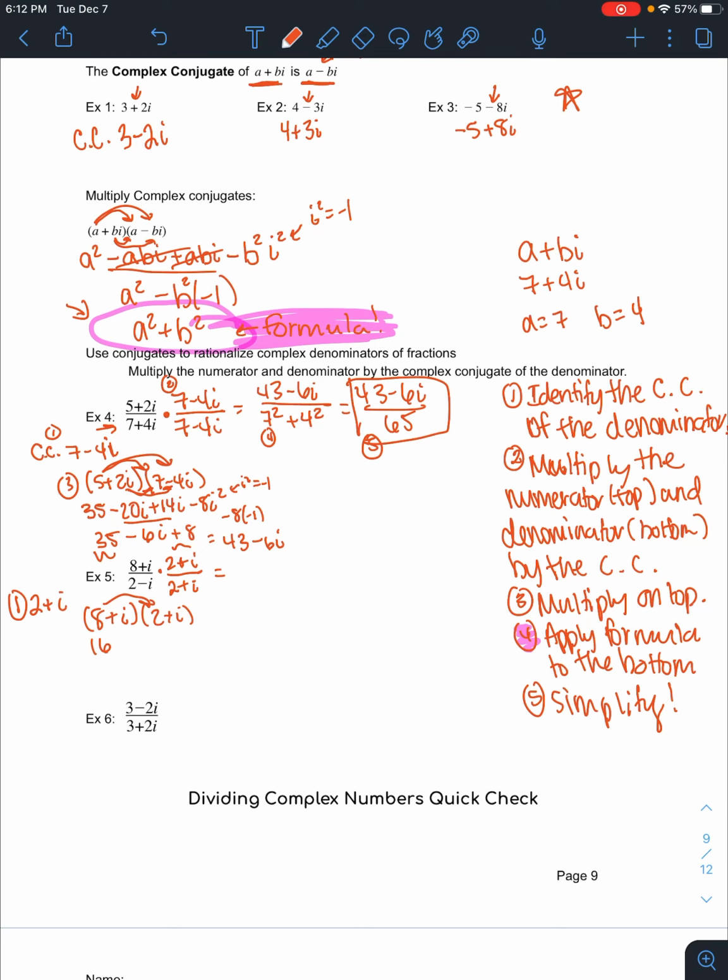8 times 2 is 16. 8 times i is 8i. i times 2 is 2i. i times i is i squared. Combine my like terms. 16 plus 10i. Remember, if I'm going kind of fast, you guys can pause the video to catch up and ask questions of each other. Y'all work together on this. i squared is negative 1, so this is just minus 1. So then this becomes 15 plus 10i.